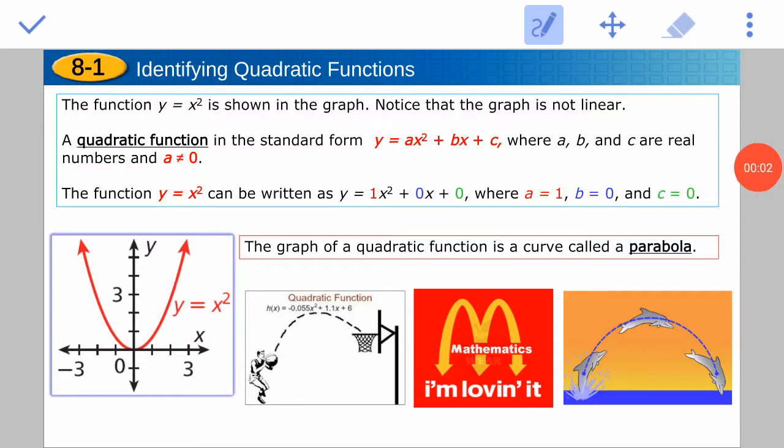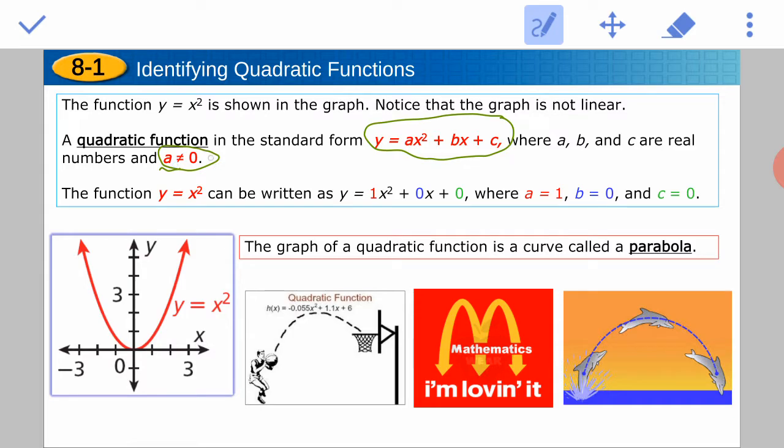Hello Algebra 1 students, welcome to the start of section 8-1, identifying quadratic functions. Quadratic functions in the standard form are given by the equation y equals ax squared plus bx plus c, where a, b, c are constants, are numbers, but there is a very important condition: a doesn't equal 0.